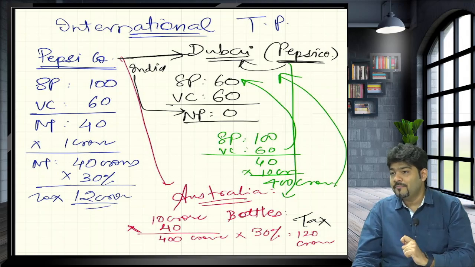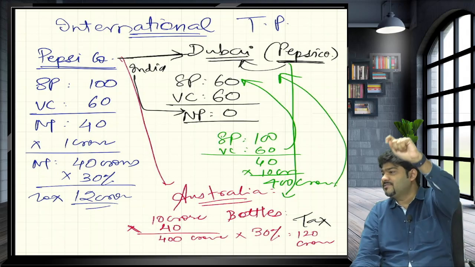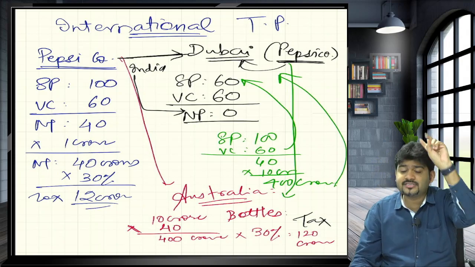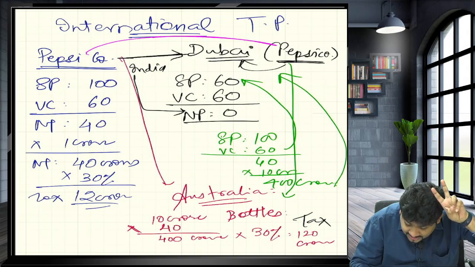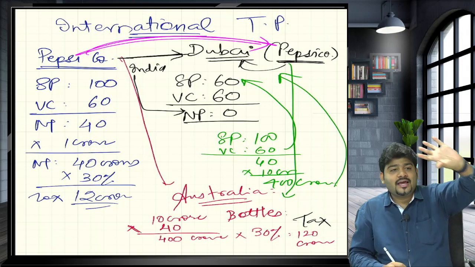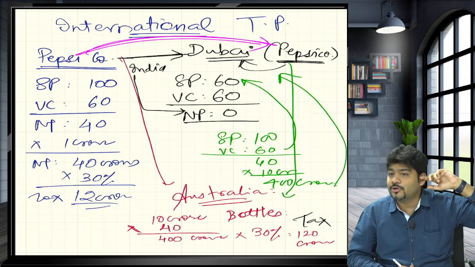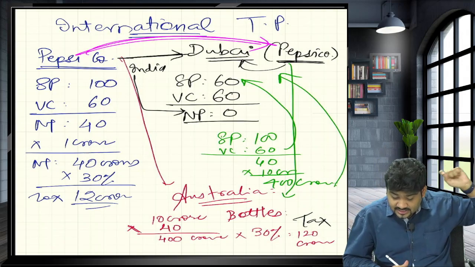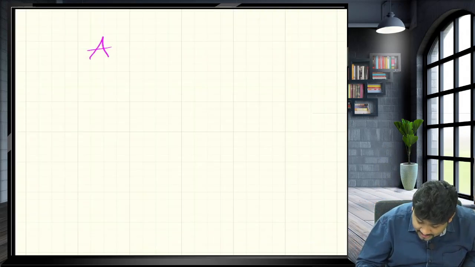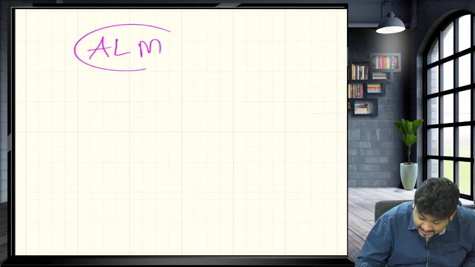Wherein they told that if there is any transfer of goods or services to a sister concern, how do you define sister concern? Any person having more than 26% stake in another company is an associated enterprise, yes or no? If such a case happens, then by default that transaction will be considered to be at arm's length price.